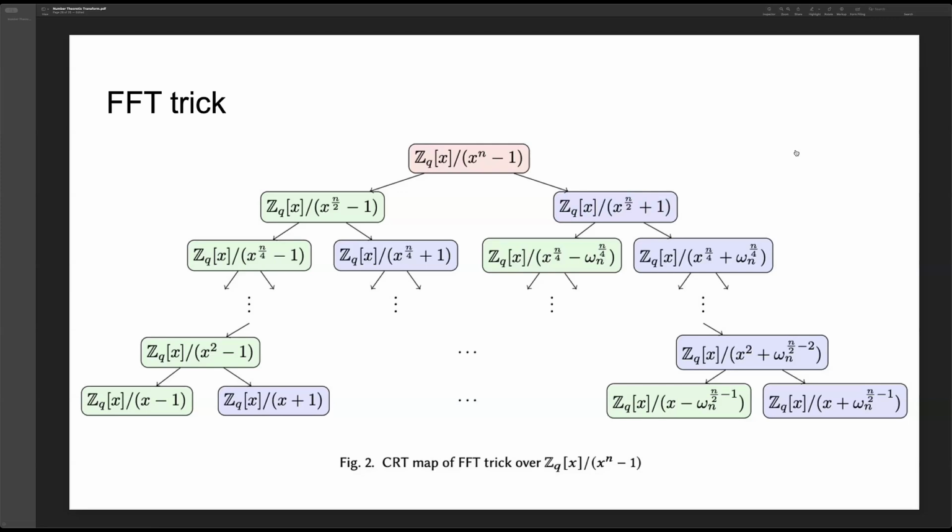Okay, Muzi also answered the question just now. Yeah, so omega to the n over 2 is -1. Yeah, correct. Okay, any more discussion points to bring up for this? Otherwise, we can move on.